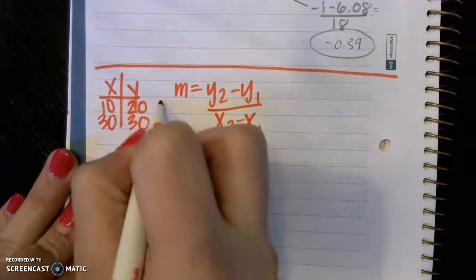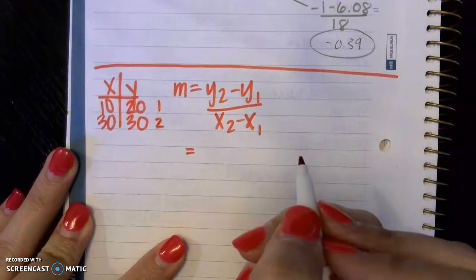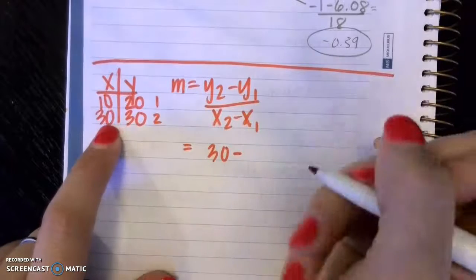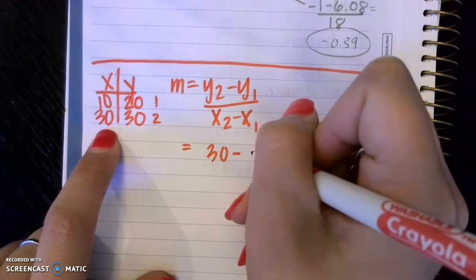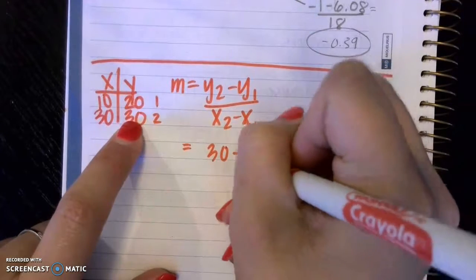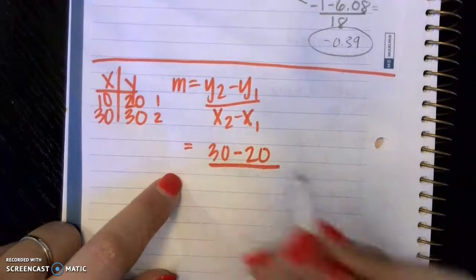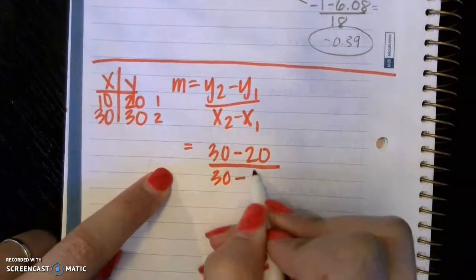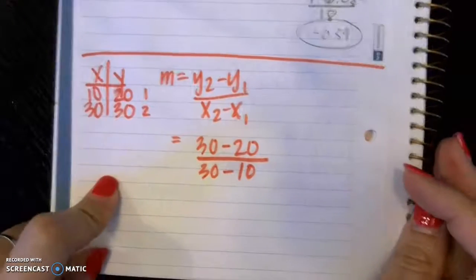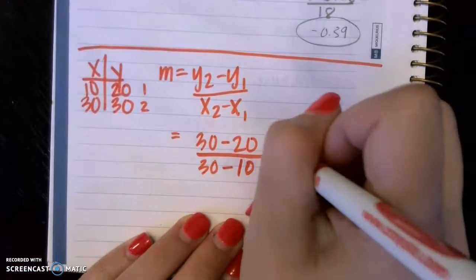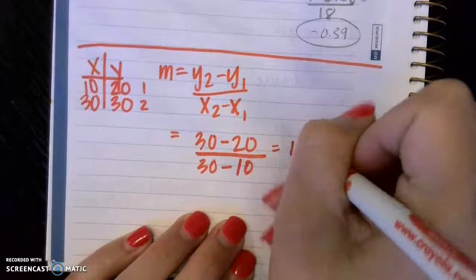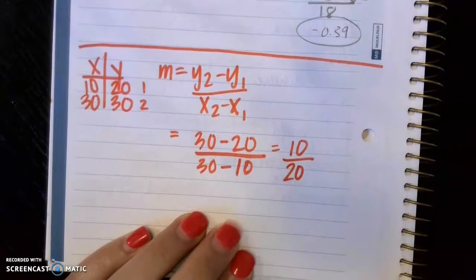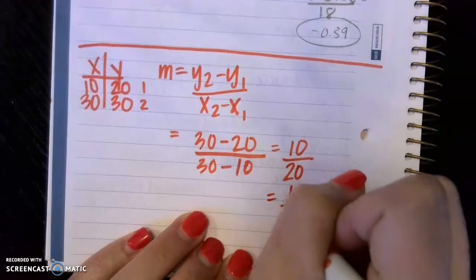All right, put a little 1, put a little 2 by your x and your y values. y2 is 30. My y1 is, oh, my y1 is 20 rather. Ooh, I almost made a blunder. Over my x2, which is 30, minus 10 is my x1. Make sure that you do y over x, not x over y. 30 minus 20 is 10. 30 minus 10 is 20. 10 divided by 20 reduces down to 1/2.